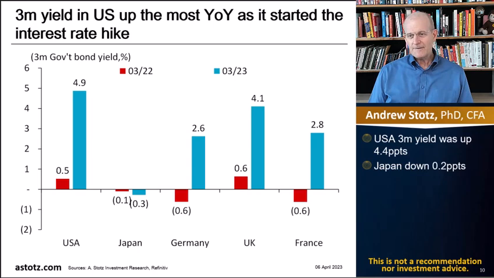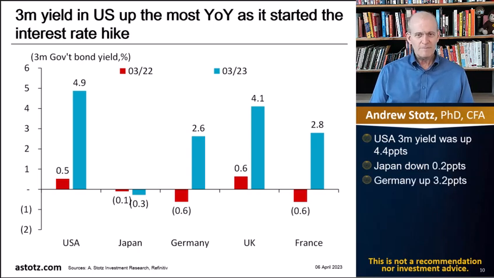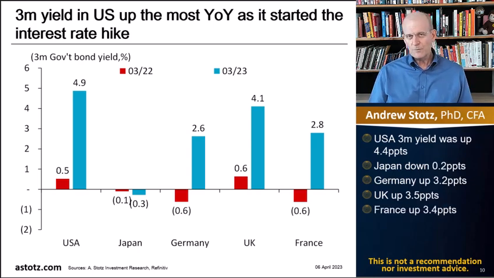Japan is down about 0.2%, so there's actually a fall in the 3-month bond. And Germany is up from minus 0.6 to 2.6 for a 3-month government bond. That's a 3.2 percentage points increase. And UK is up about 3.5 percentage points from positive 0.6 up to 4.1. And finally, France has gone also from negative 0.6% up by 3.4 percentage points to 2.8.